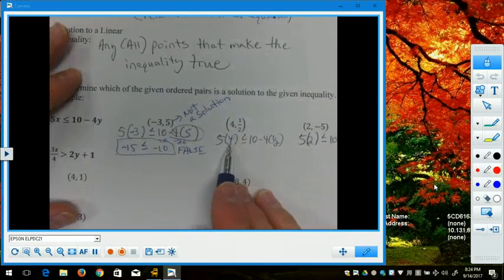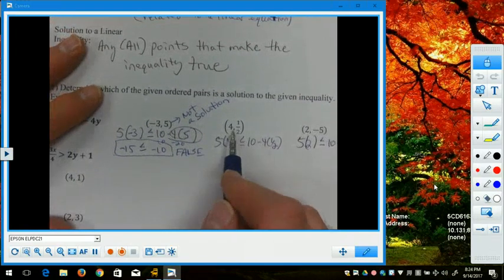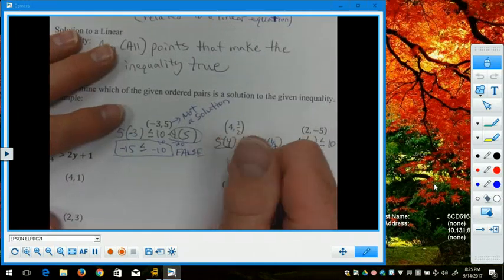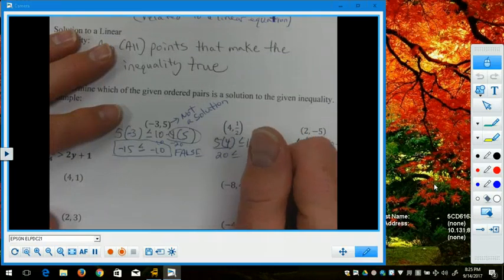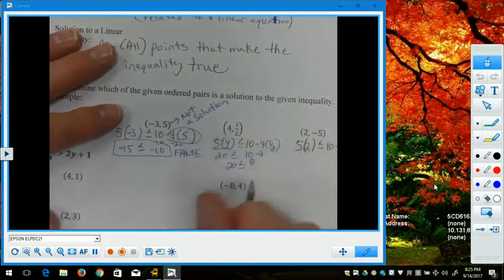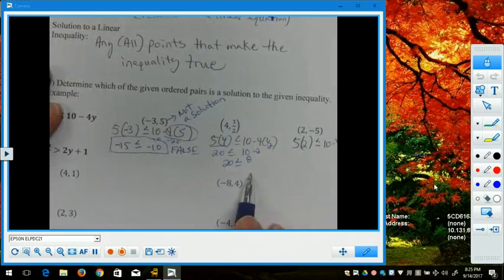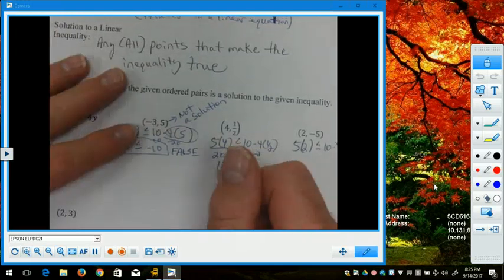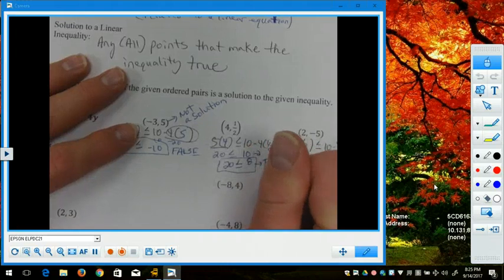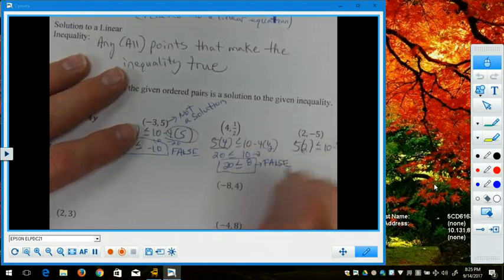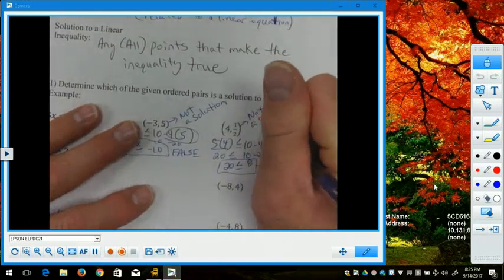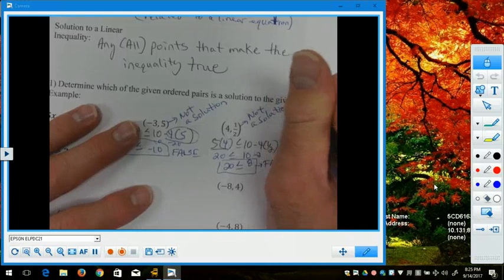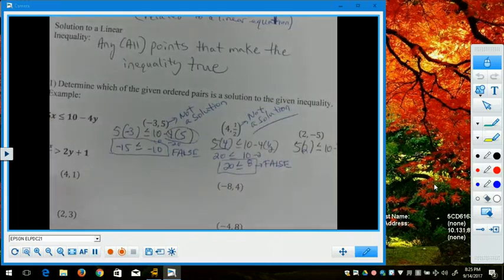For the next point, we've plugged in 4 and 1/2 for the x and y coordinates respectively. 4 times 5 is 20. Negative 4 times 1/2 is negative 2, and 10 minus 2 is 8. So this says 20 is less than or equal to 8, which is false. 20 is actually greater than 8. So since this is a false inequality, this point is not a solution to our inequality on the left.